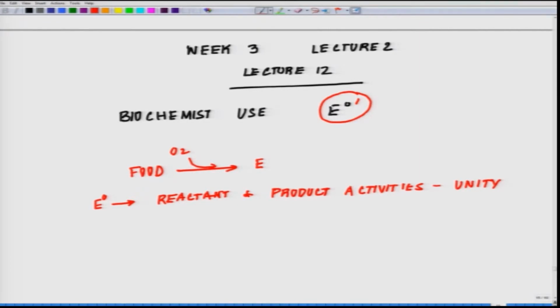and if H plus is involved in the reaction, E0 applies when pH is equal to 0, or in other words a H plus equals 1. So, whenever H plus appears in a redox reaction, or whenever reactants or products are acids or bases, reduction potentials are pH dependent. So, this is one catch which I wanted to bring to your notice.